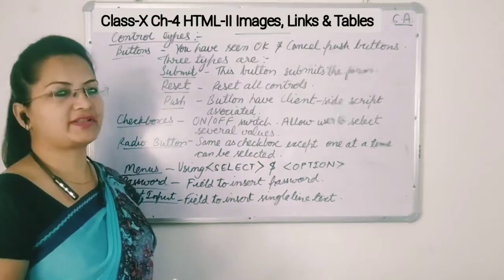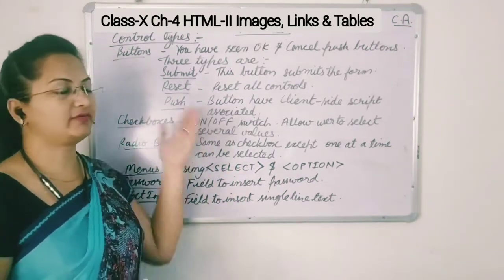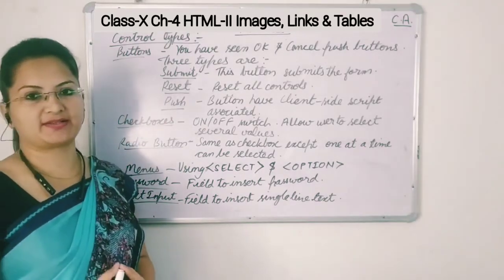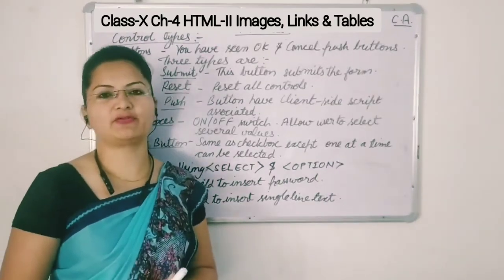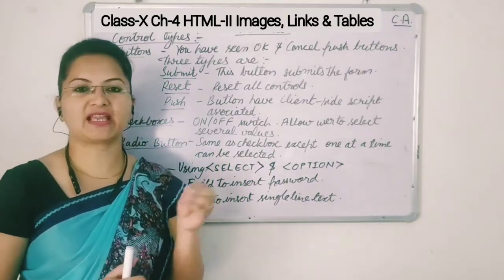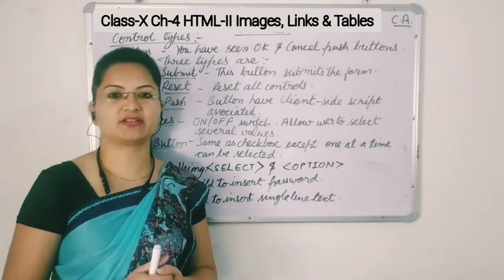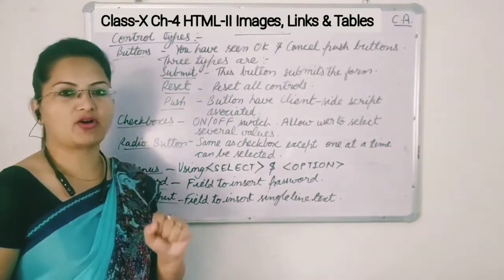So now students, we will study the various control types. I have already shown you an example of all these controls. First of all we will discuss buttons. You might have seen buttons on forms. While filling in forms you might have seen an OK button, cancel button, submit button, reset button, clear button, login button. All these buttons are push buttons when we click on them.